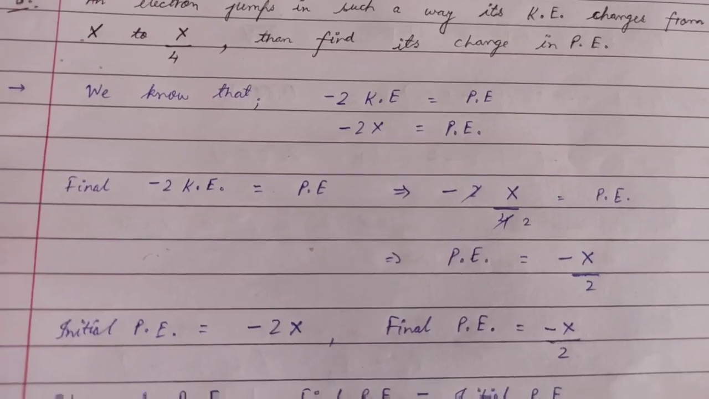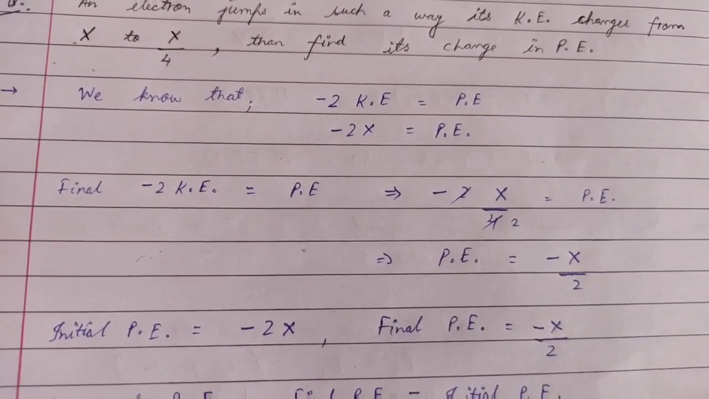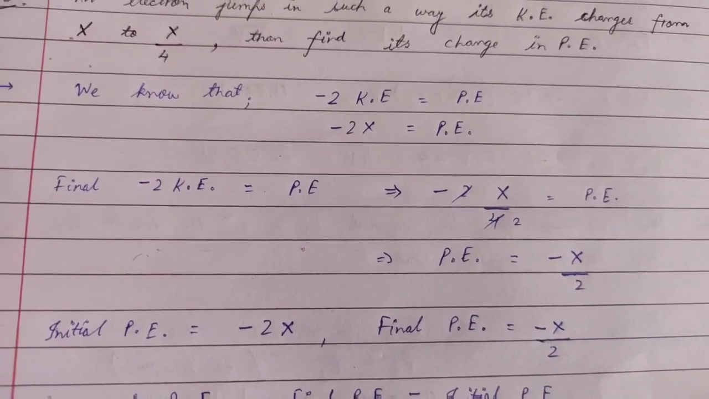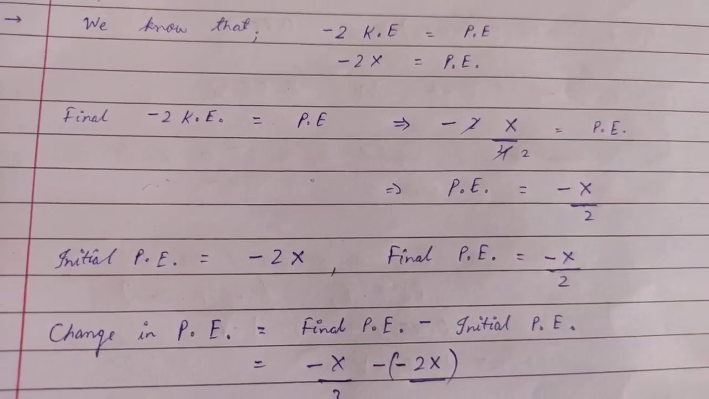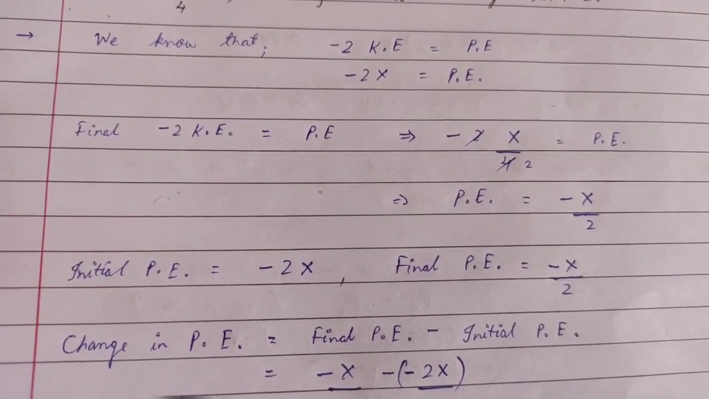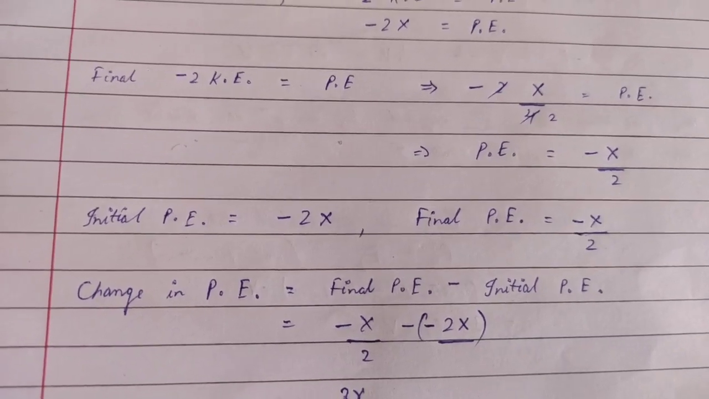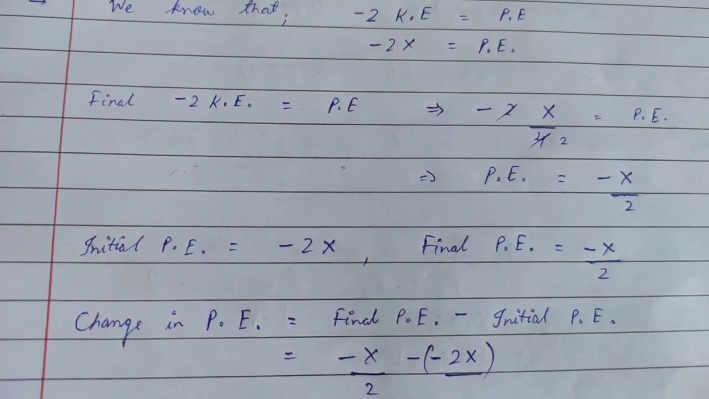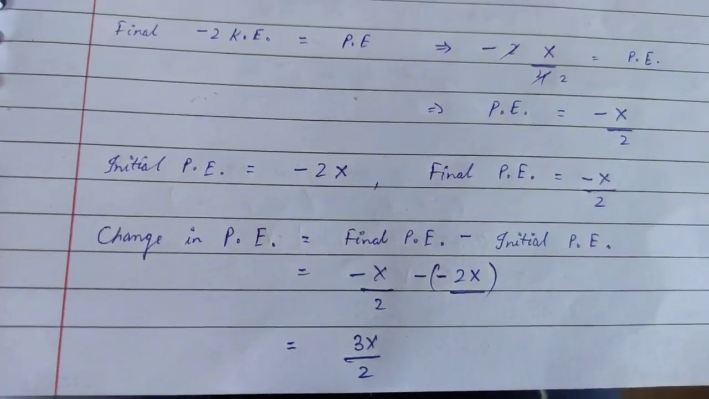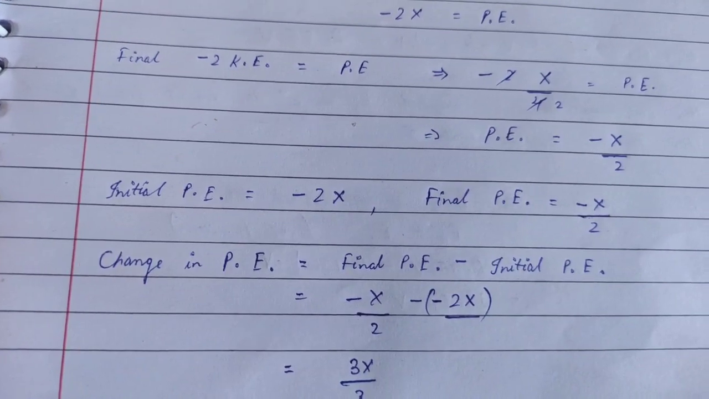Now how do we find the change in potential energy? Basically it is calculated by final potential energy minus initial potential energy. So final is minus x by 2 and initial is minus 2x. So minus x by 2 minus of minus 2x will give us the change. The minus becomes plus. On calculation we get 3x upon 2. So therefore the change in potential energy is equal to 3x upon 2.